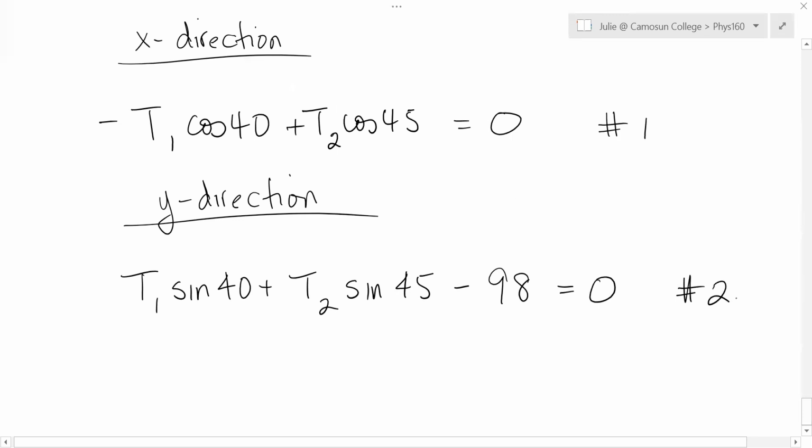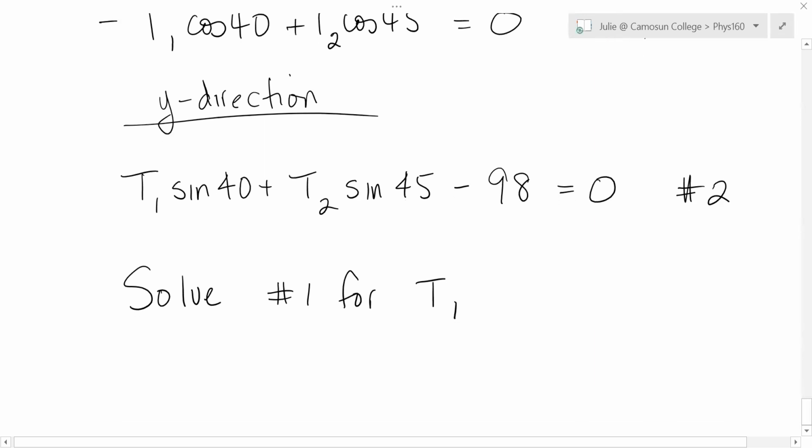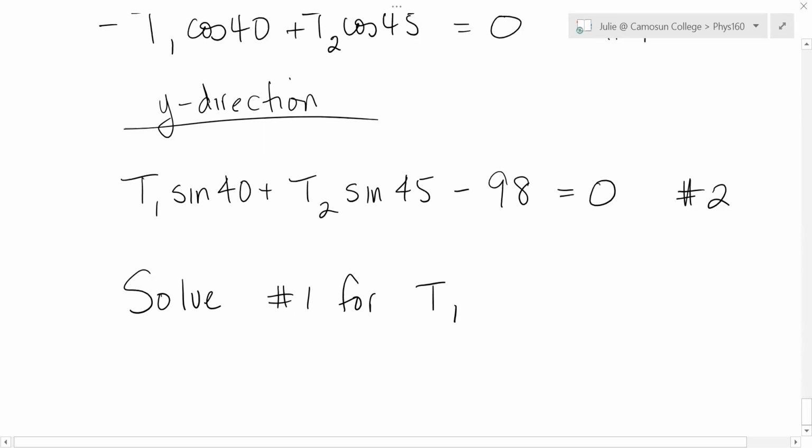Okay, so the way you solve this is you solve number 1 for T1 and then you sub it into number 2. So I would probably never give you one this tricky, but that's okay. We're going to do it anyway. So, I mean, on a test, I wouldn't. So solve number 1 for T1. So I get that.